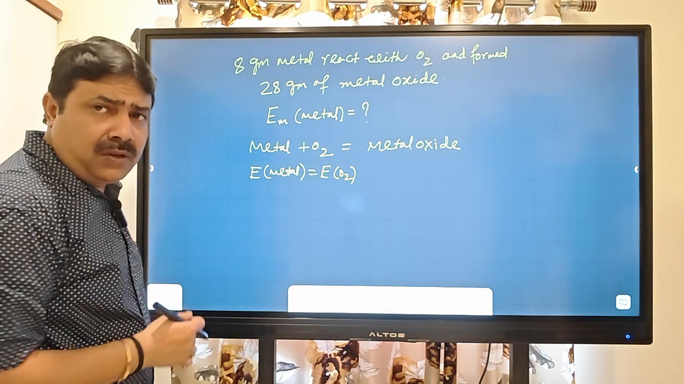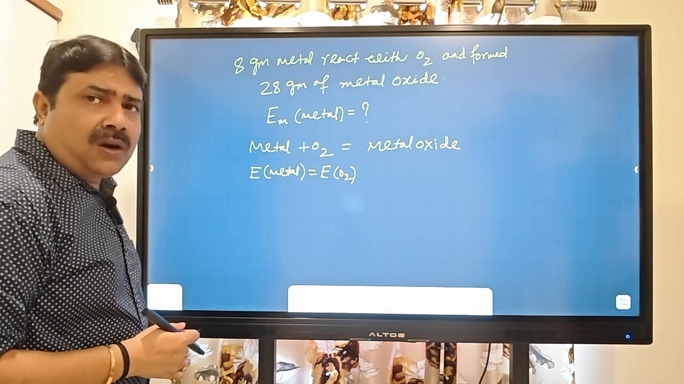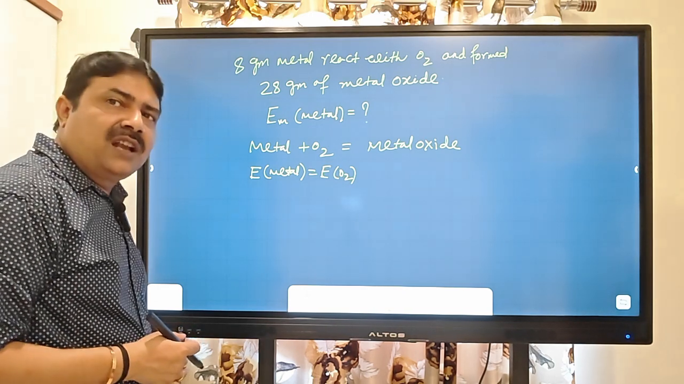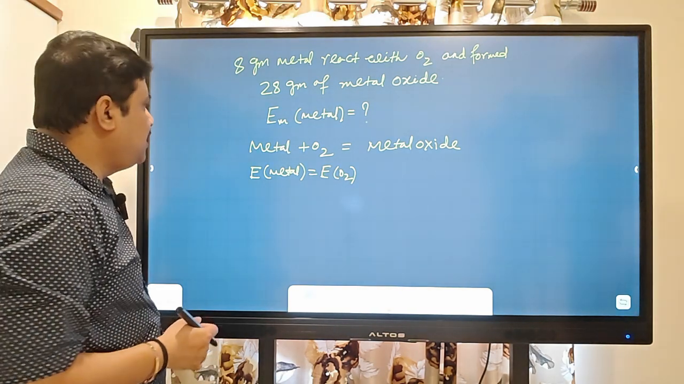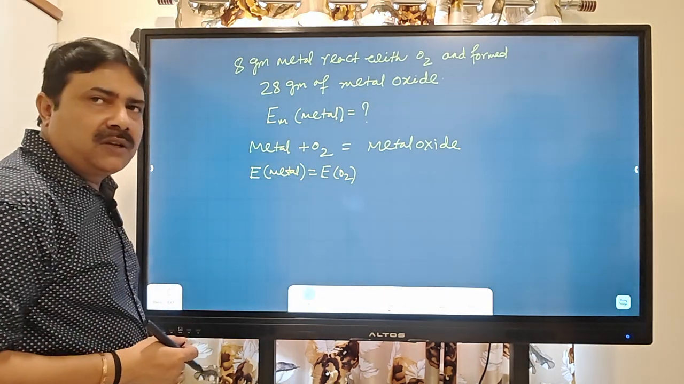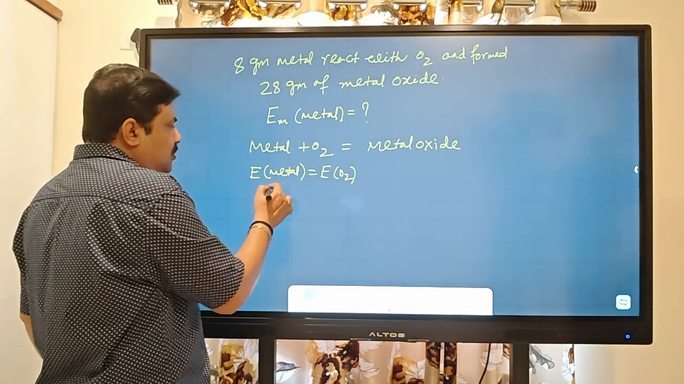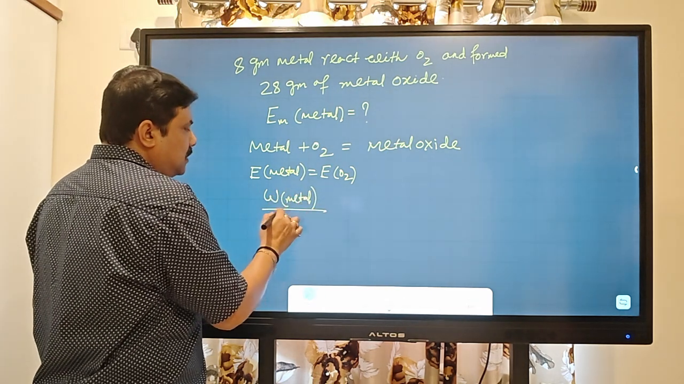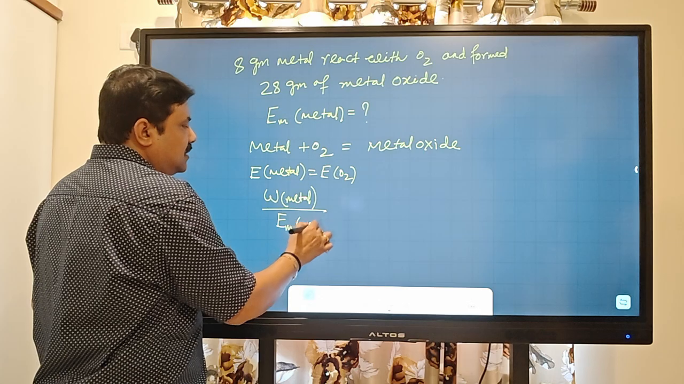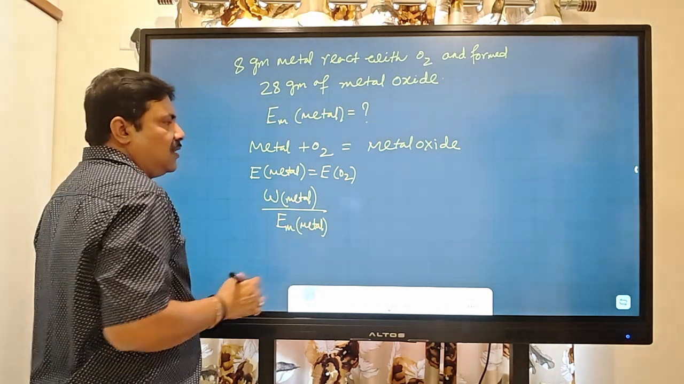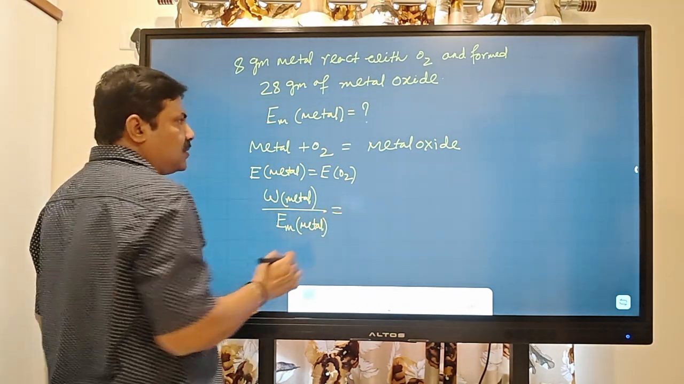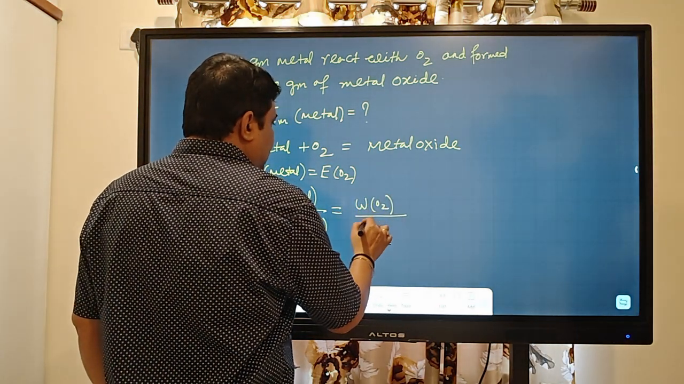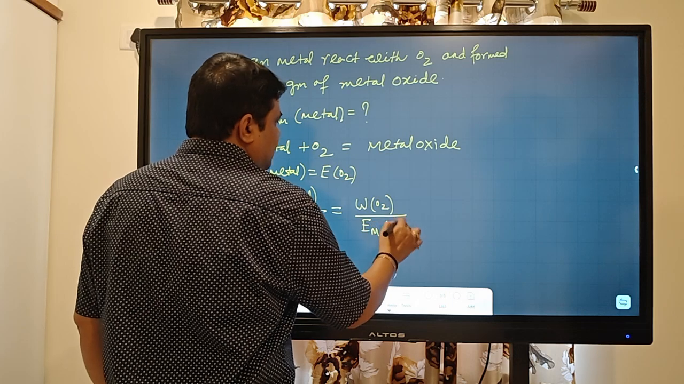As per the law of equivalence, equivalence of all the reactants is equal to equivalence of all the products. So equivalence of metal will be equal to equivalence of oxygen. Then equivalence equals weight of metal by equivalent mass of metal, which will be equal to weight of oxygen by equivalent mass of oxygen. This is what we are getting.